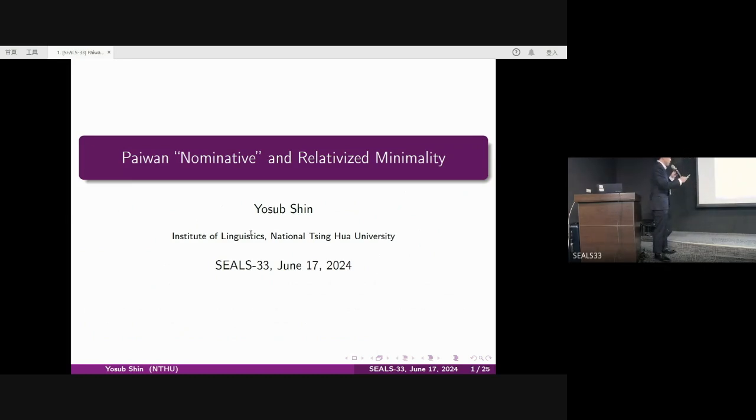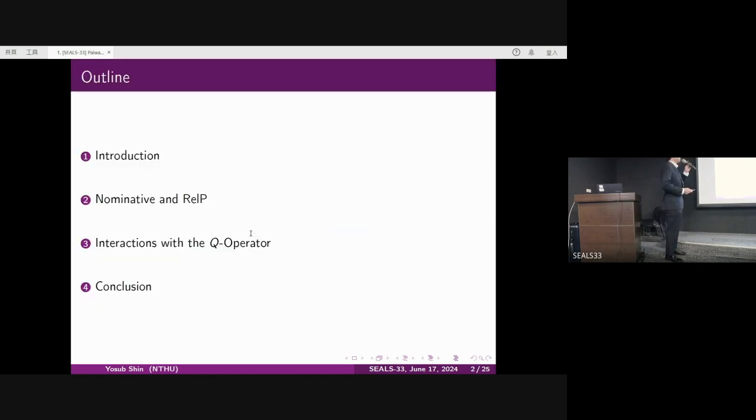So, just like the title of my presentation indicates, I'm going to mainly discuss what is the nature of the so-called nominative case in Paiwan and also in many other kinds of Austronesian languages. And I'm also going to mainly discuss what kind of interactions this so-called nominative case can make with relativized minimality.